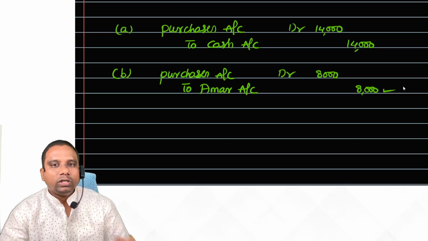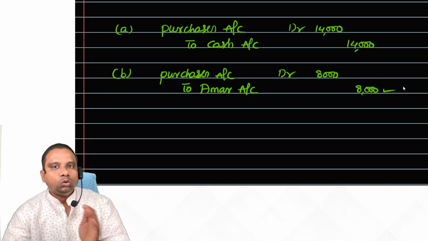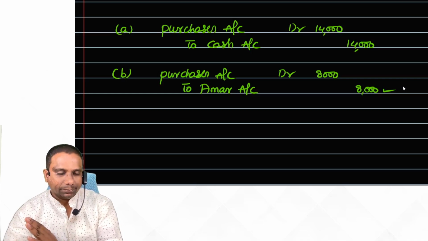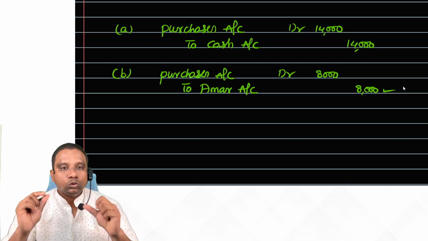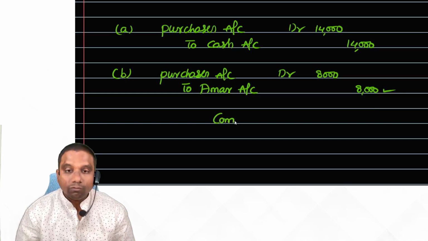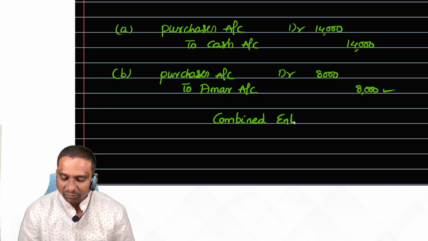Understood? Actually, you have to write the entry like this. Purchases account debit 14,000 to cash account 14,000. Next, purchases account debit 8,000 to Amar account 8,000. Here what do we do? We combine these two entries. Instead of writing two entries separately, we combine them.